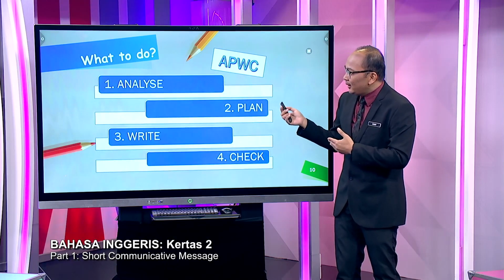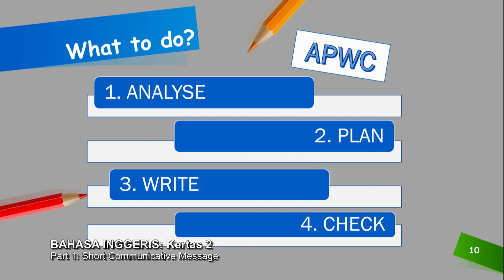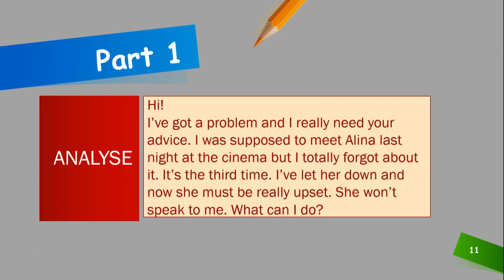First, analyze. Second, plan. Third, write. And the fourth one will be check. Okay? Now, for part one, the first thing that we need to do is analyze. What do you mean by analyze? Please remember, we are answering the question.